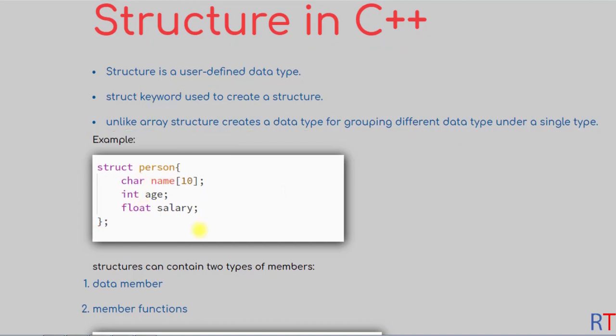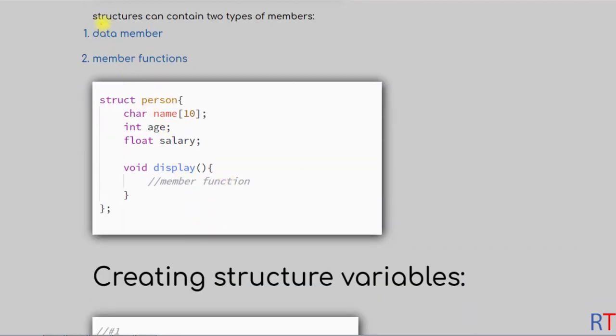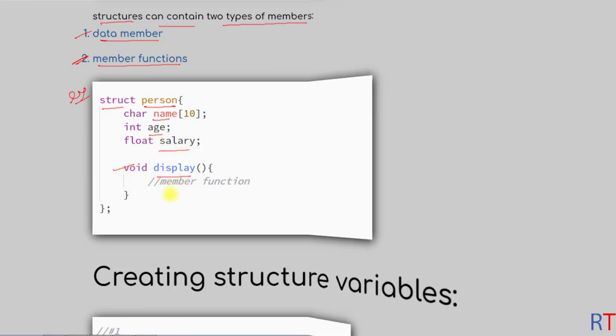And the structure can contain two types of members: it can have data members or it can contain member functions. Like an example, here the structure person has data members like name, age and salary, and also has one member function called display.